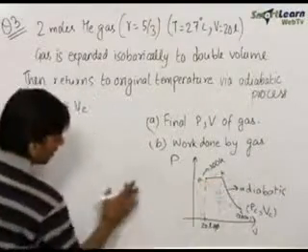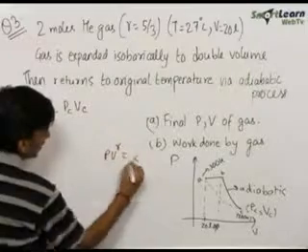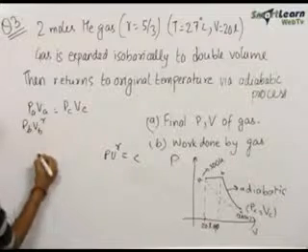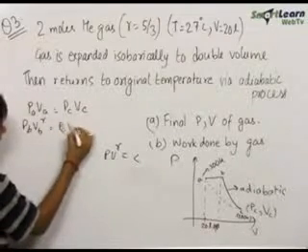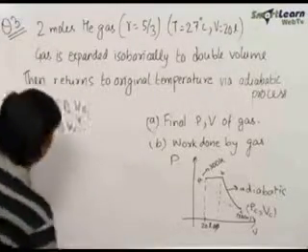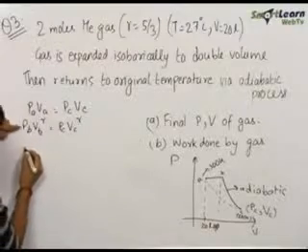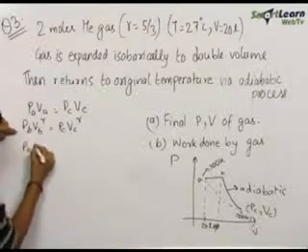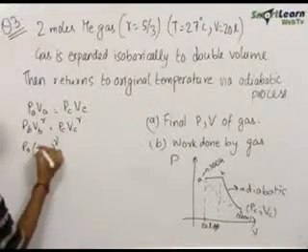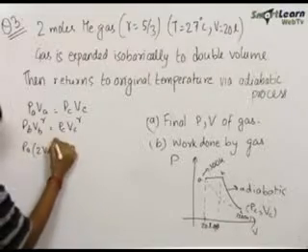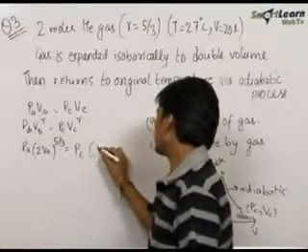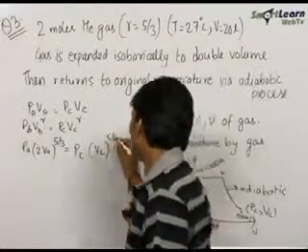Now for an adiabatic process we know that PV raised to the power gamma is equal to constant, therefore PB into VB raised to the power gamma is equal to PC into VC raised to the power gamma. Now PB is equal to PA, therefore we can write PA. VB is equal to 2 times VA, therefore we can write (2 VA) raised to the power gamma, that is 5/3, is equal to PC into VC raised to the power 5/3.